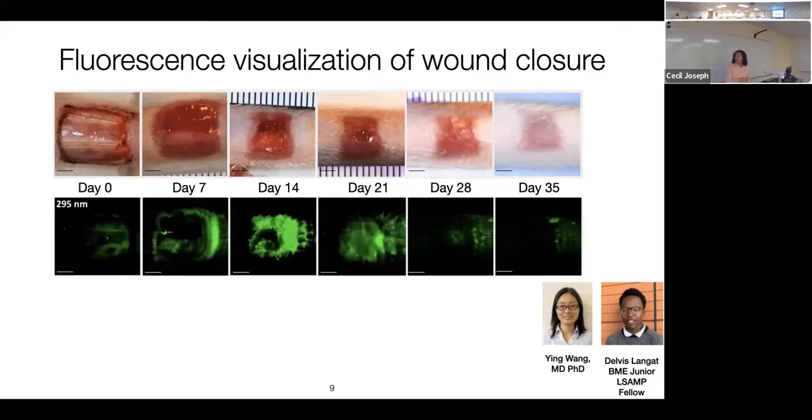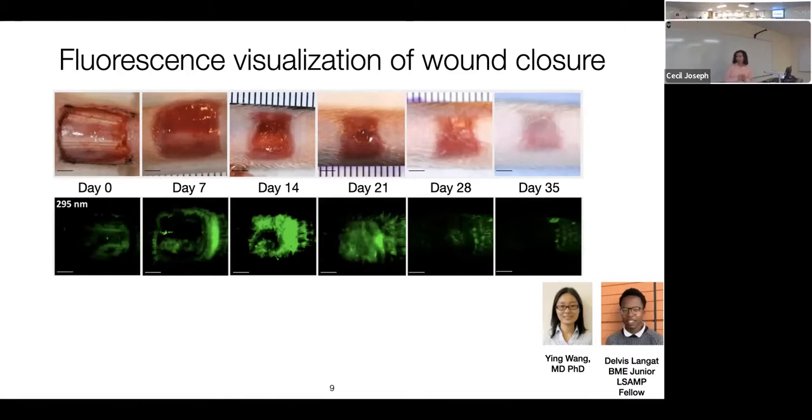So this is the fluorescence at 295 nanometers. So what you see here is like the green. Those are cells which are at a higher proliferation state. And these are keratinocytes coming from the edges and then just starting to migrate into the wound. So you can see that by day 14 it is almost closed, but not quite. And by day 21, it is completely closed.